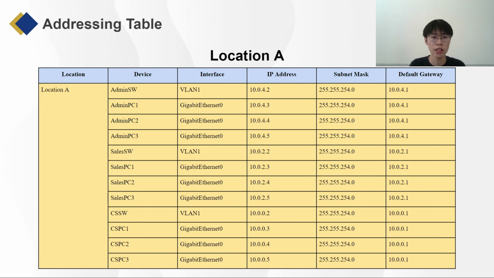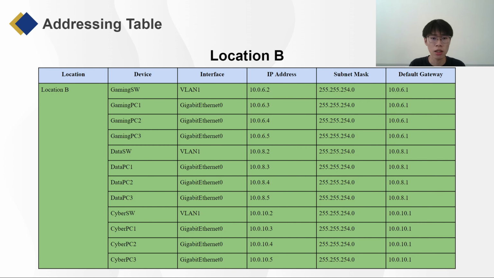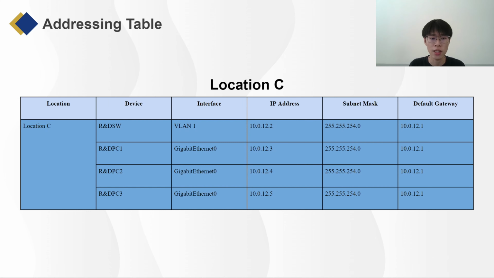And then this is the addressing table for location A. The admin PC1 GigabitEthernet 0 interface will be assigned the IP address 10.0.4.3 with the subnet mask 255.255.254.0. And then we assign the default gateway 10.0.4.1. And then this is the addressing table for location B and the addressing table for location C. That's all for me. Thank you.